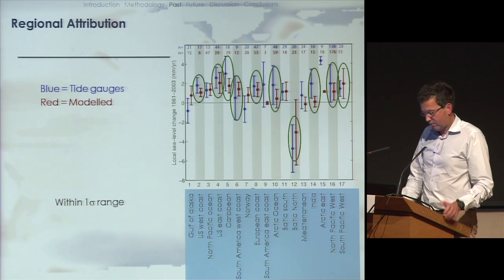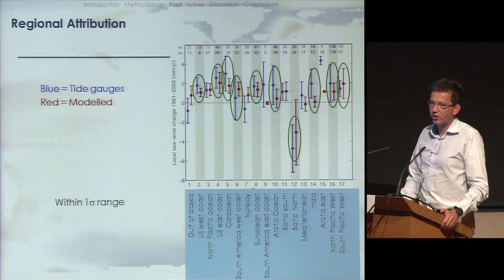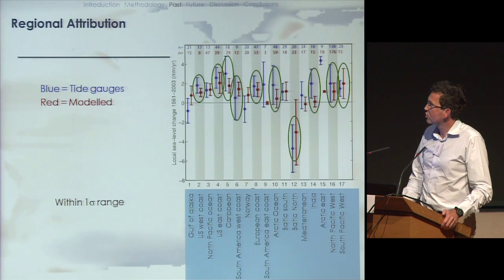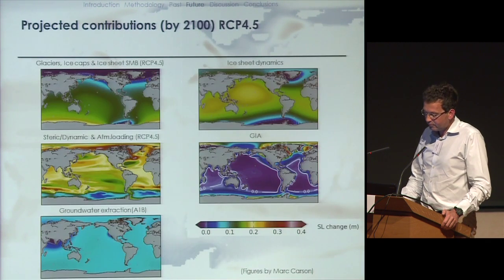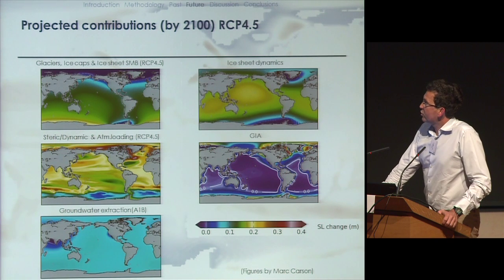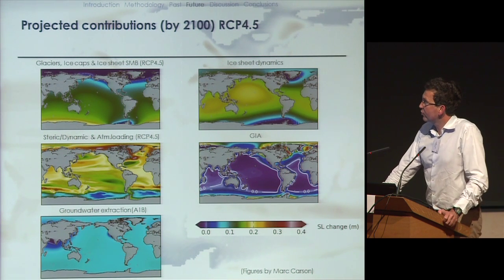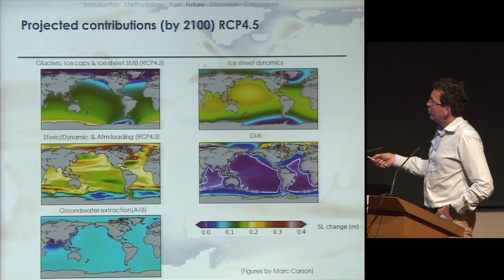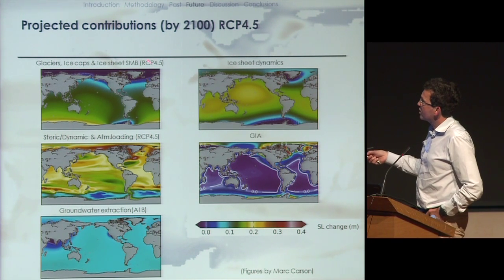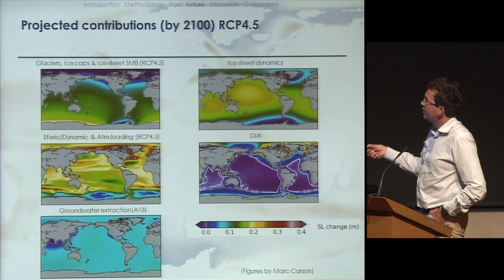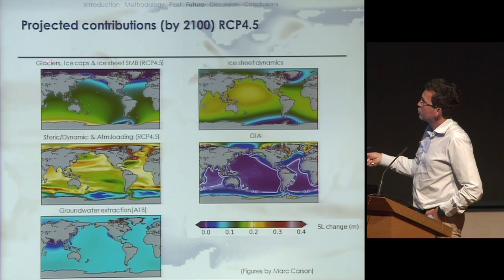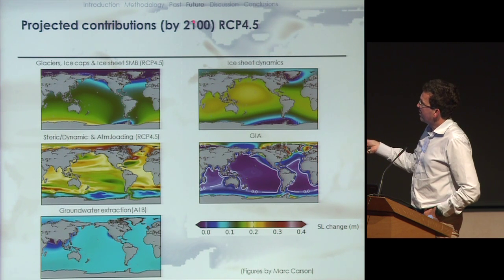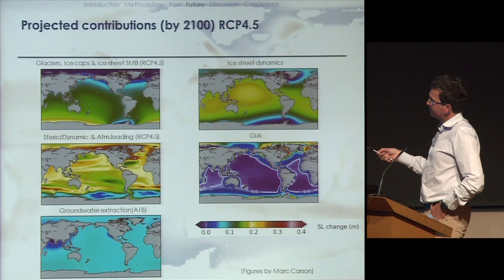So I think that is a justification for continuing with projections on the regional level. Back to the projections, you see here a result from the projections for the different components in the upper left graph. This is for the RCP 4.5 scenario, and it is the contribution from the small glaciers and ice caps and ice sheets by 2100.